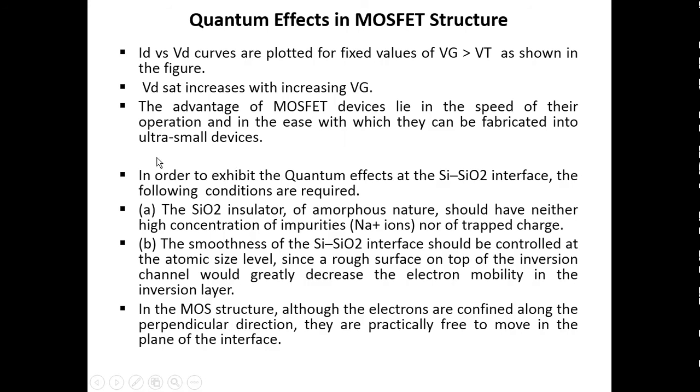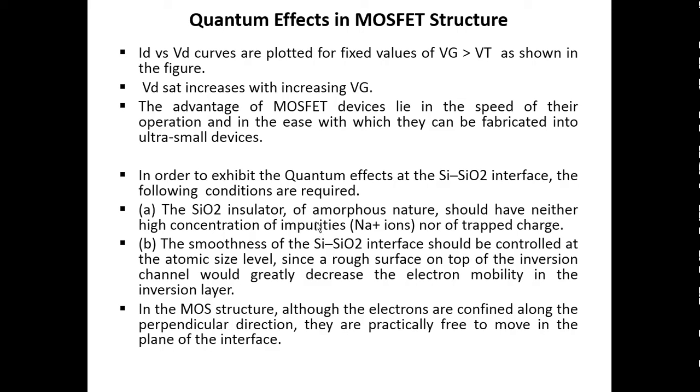In order to exhibit the quantum effects at the silicon oxide interface, the following conditions are required. What are those conditions? The SiO2 insulator, of amorphous nature, should have neither a high concentration of impurities. The insulator means the gate oxide material, that is the silicon oxide. The gate oxide insulator should not have high impurity concentrations, nor any trapped charge. It should be free of trapped charge.